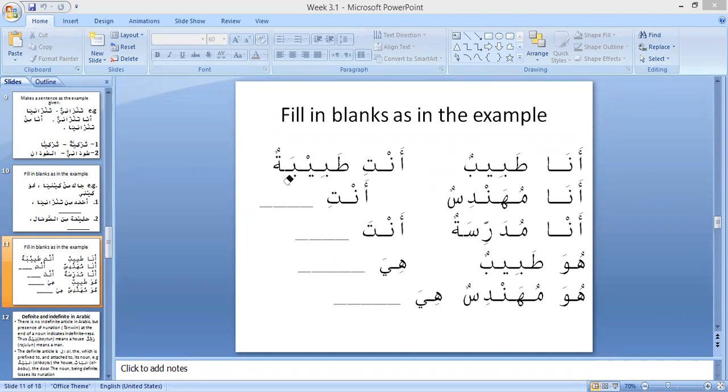For example, muhandis, tabib, mudarris. There is muhasib. Muhasib is an accountant. Is that male or female when you say muhasib? What is a female accountant? محاسبة. Muhasiba, yes. You say ana muhasiba or ana muhasib, depending on your gender. You say anta muhasib, anti muhasiba, huwa muhasib, hiya muhasiba.